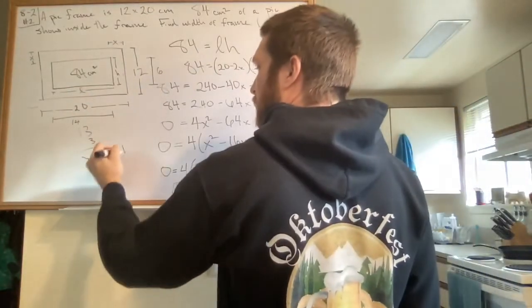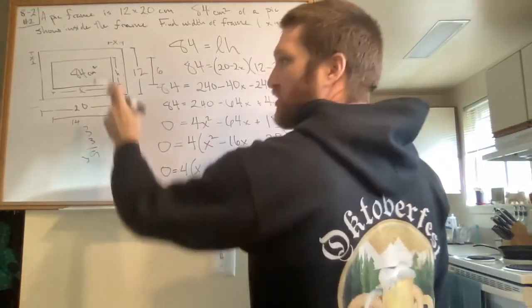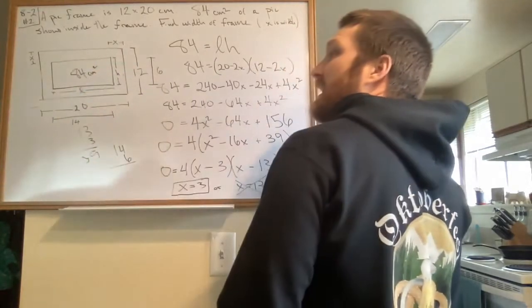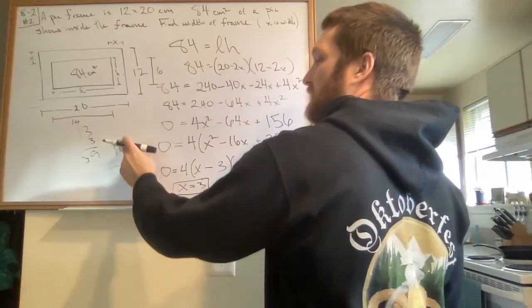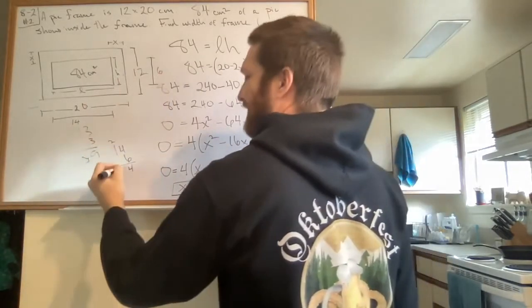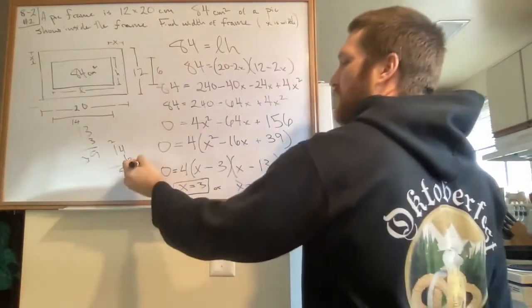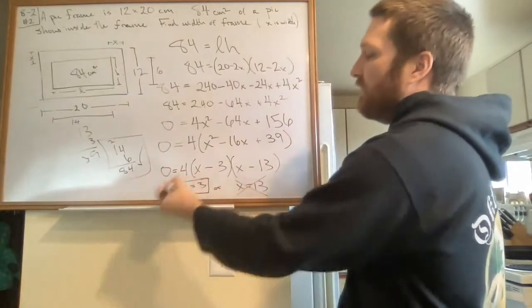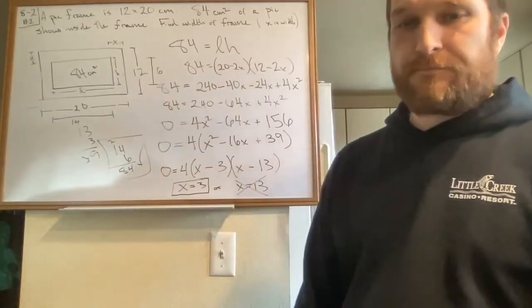And finally, 14 times 6, just checking that my H and my L actually give me 84. So 6 times 4 is 24. 1 times 6 is 6, 7, 8 gives me 84. And so, yes, I feel good about this answer. The width of the frame is 3.